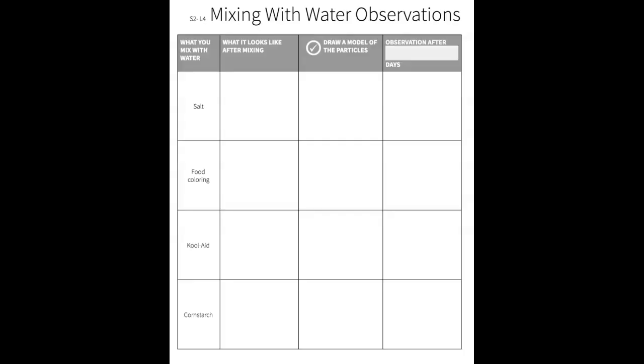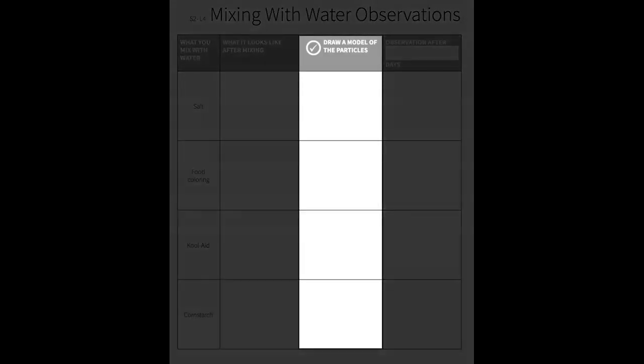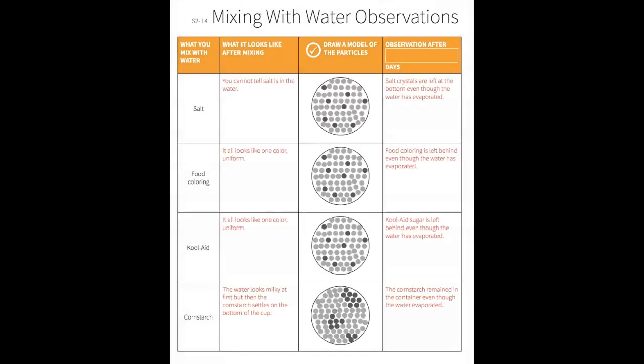Go back to the Mixing with Water Observations handout found in the student journal. Students should fill out that middle column where it says draw a model of the particles. They should consider what they think the particles look like at the molecular level. Using the example drawings in the teacher pages, you can have the discussion that in a mixture, the particles are going to be more clumped together. So if you look at that example for cornstarch, you'll see that the darker particles are clustered together, and they're not evenly distributed like they would be in Kool-Aid. These are visual models of how the particles look different in solutions and mixtures.